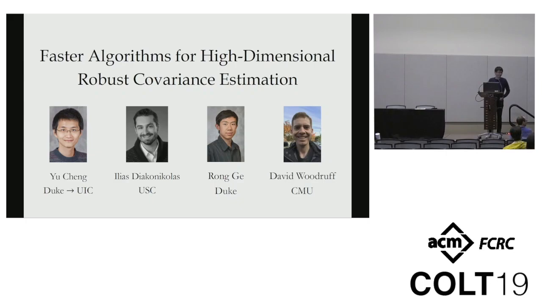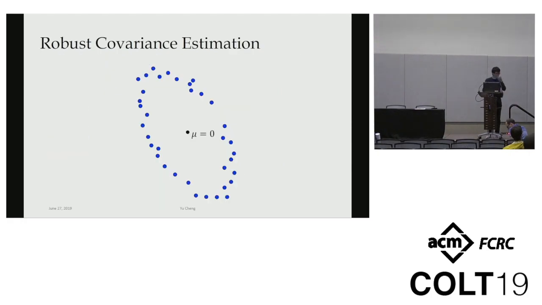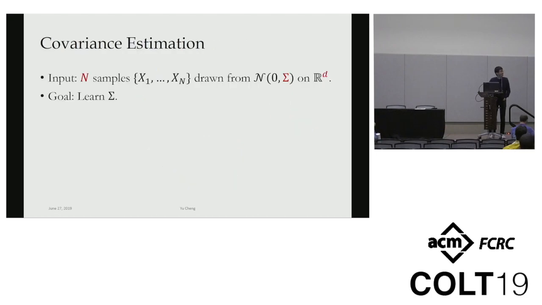Covariance estimation. It's joint work with Rong, Elias, and David. This is a 10-second version of the problem we're studying in this paper. We want to estimate the covariance of a distribution from samples, except there's one catch: there's an adversary that can change a small fraction of the samples. Let me define this more formally, starting with the version without corruption.